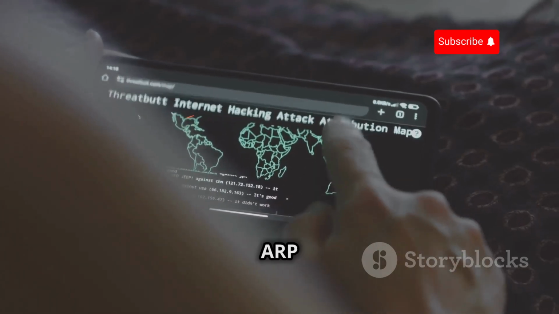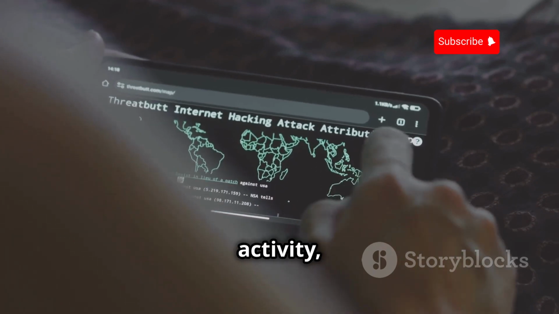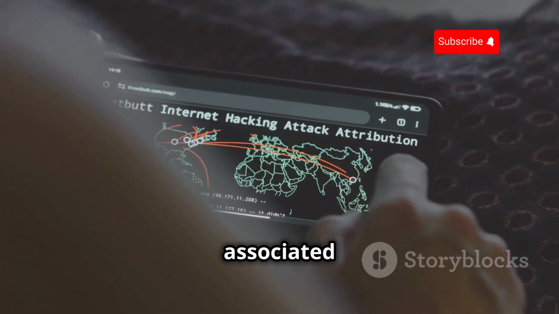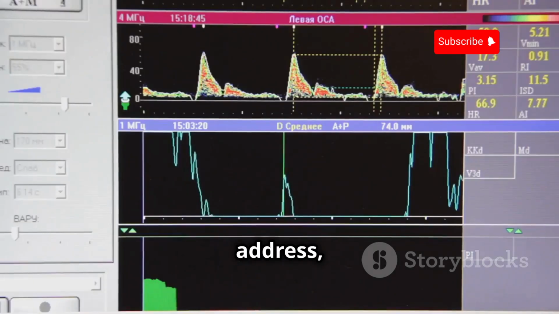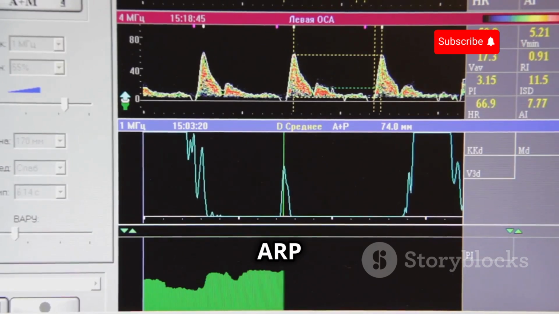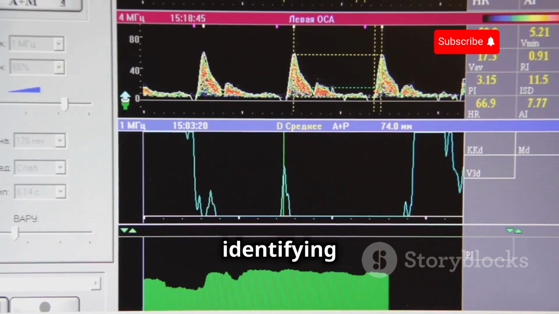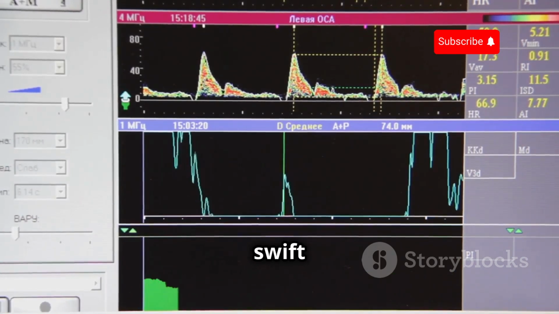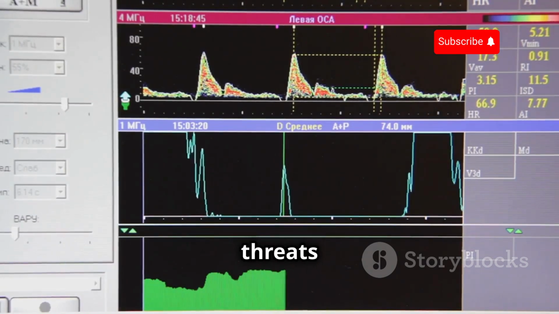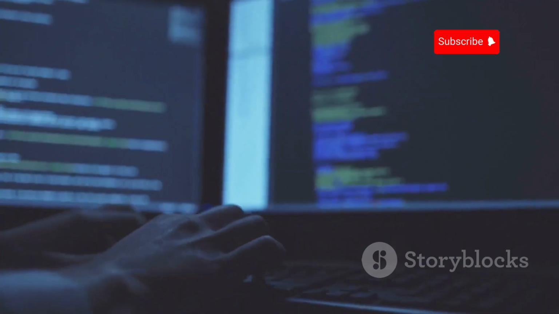These tools monitor ARP traffic for suspicious activity, such as multiple MAC addresses associated with a single IP address, which is a telltale sign of ARP spoofing. By identifying these anomalies early, we can take swift action to mitigate any potential threats and secure our network.